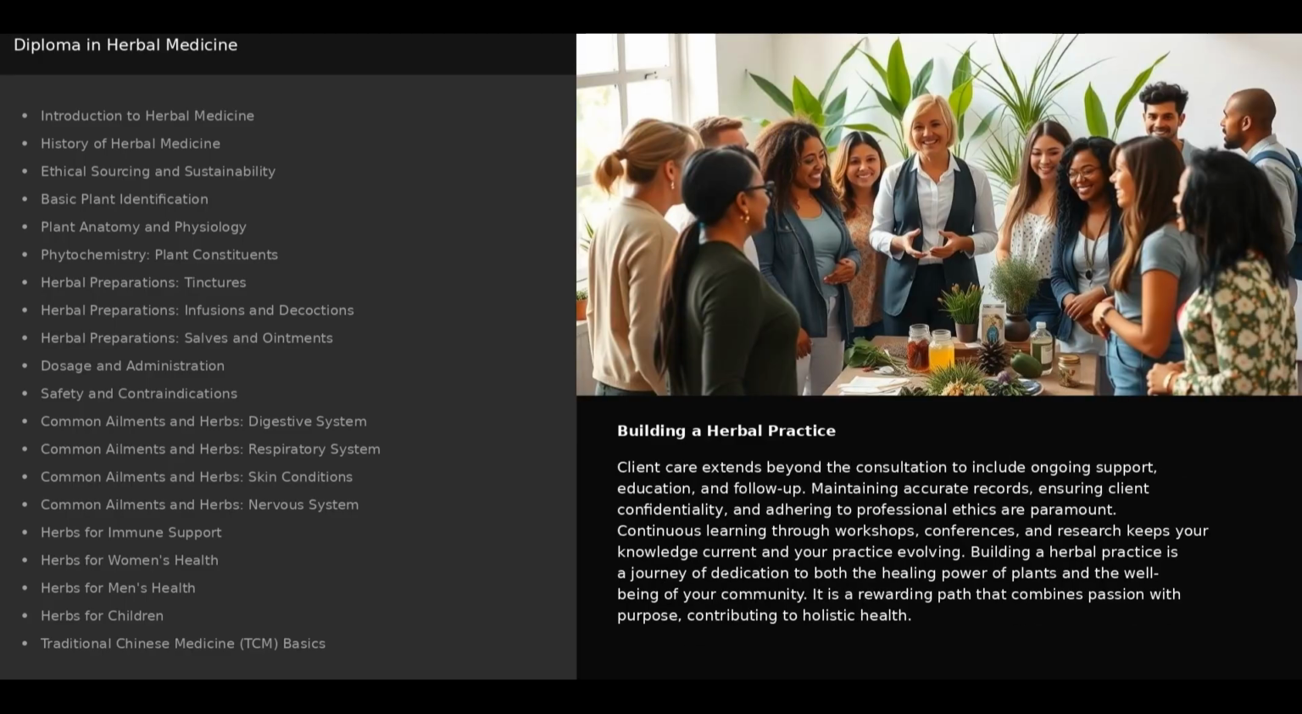Client care extends beyond the consultation to include ongoing support, education, and follow-up. Maintaining accurate records, ensuring client confidentiality, and adhering to professional ethics are paramount. Continuous learning through workshops, conferences, and research keeps your knowledge current and your practice evolving. Building a herbal practice is a journey of dedication to both the healing power of plants and the well-being of your community. It is a rewarding path that combines passion with purpose, contributing to holistic health.